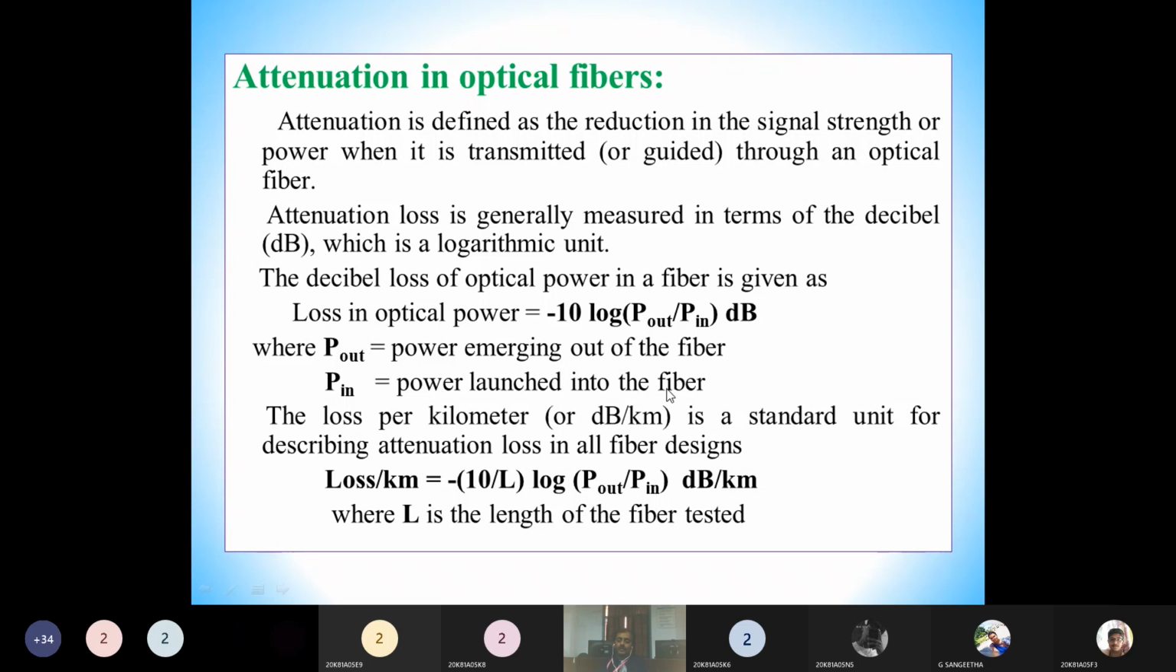Because of bending, there will be losses. That bending loss you calculated in the practical exams, so that is the optical bending loss. By using this formula you calculated it. It also depends on the length: loss per kilometer equals minus 10 by L into log of P out by P in. The unit here is decibel per kilometer, and L is the length of the optical fiber.